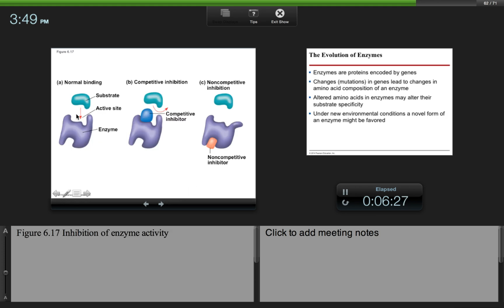So here's a substrate which will normally bind to the active site of the enzyme. This is competitive inhibition, where you have some other molecule binding here, blocking the substrate from being able to bind there. This is a non-competitive inhibitor. It binds somewhere else on the enzyme, causing the shape of the active site to change. Therefore, the substrate can no longer bind there.